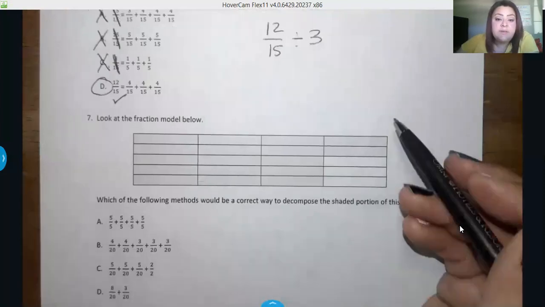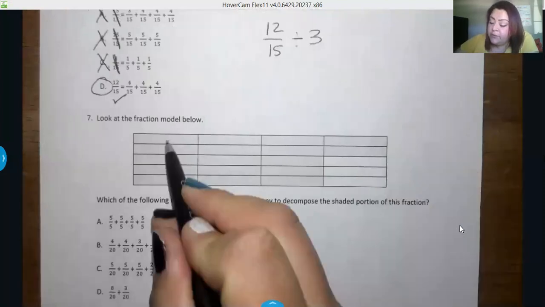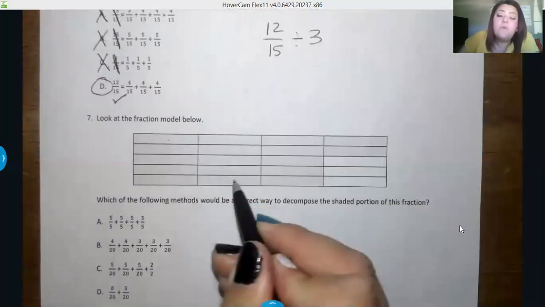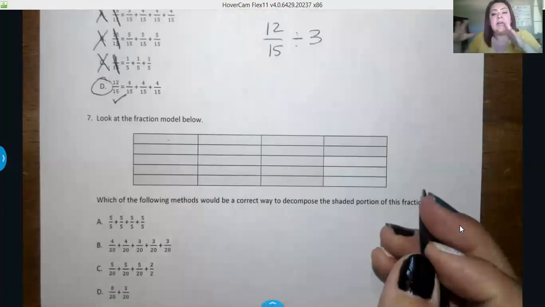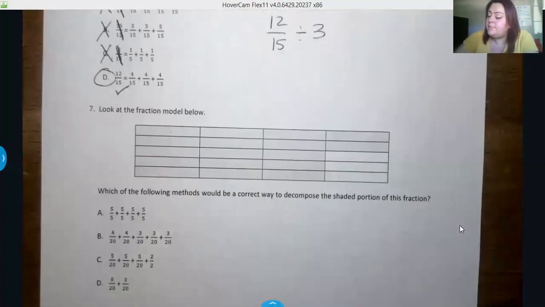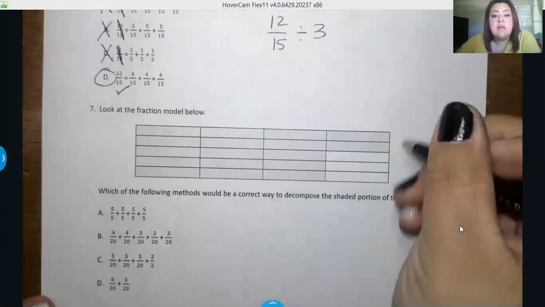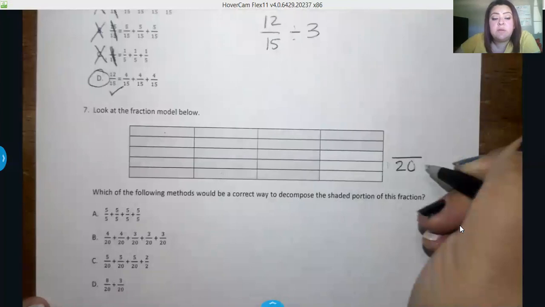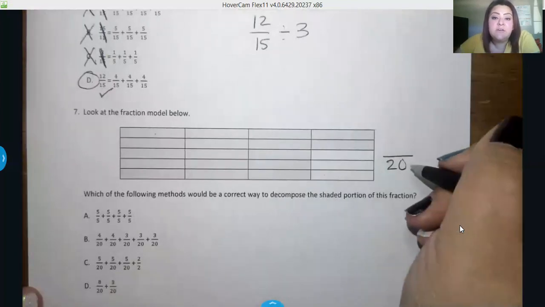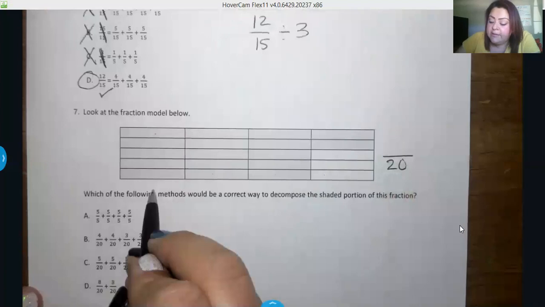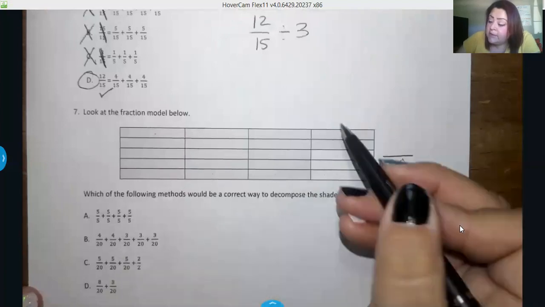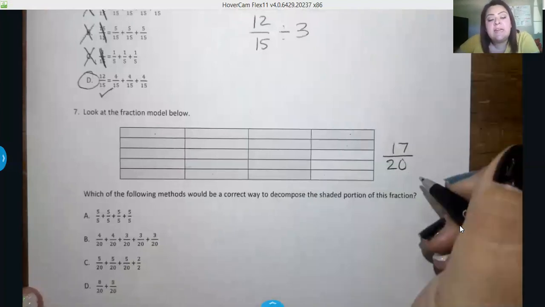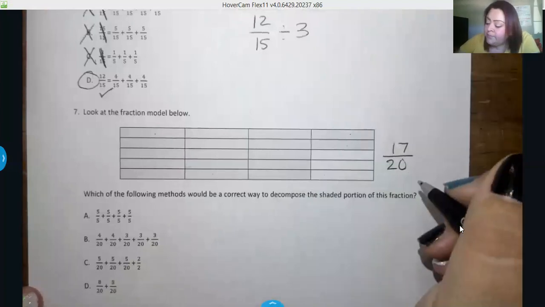So here's the easy way for me to check to label. I have 1, 2, 3, 4, 5 going down, and then I have 1, 2, 3, 4 going across. So that means I can just multiply each of them, okay? So that means in total, I have 20 parts. So now I need to see how many are shaded. So I've got 5, 10, 15, 16, 17. So my fraction for this model is 17 out of 20, or 17 over 20, okay?